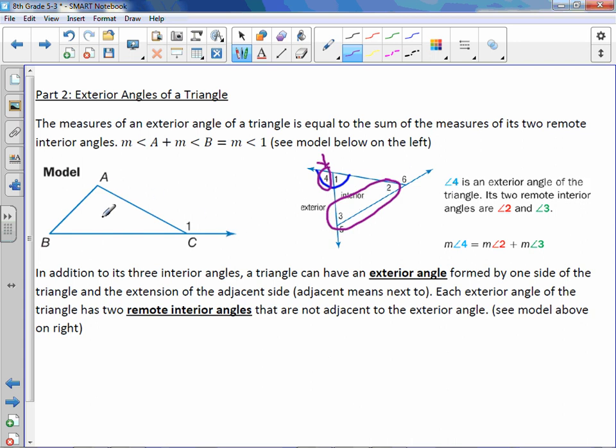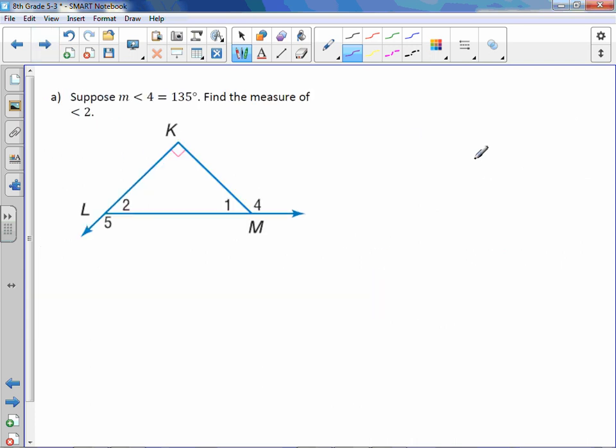Okay, so again here on this model, if we want the measure of angle 1, I can look at its remote interior angles, which are angle B and angle A. So if I were to add angle A and angle B together, it would equal angle 1. Let's do some examples here. The measure of angle 4 is 135 degrees. Find the measure of angle 2. Well, I know that this angle here is a right angle, so I know this angle is 90 degrees.